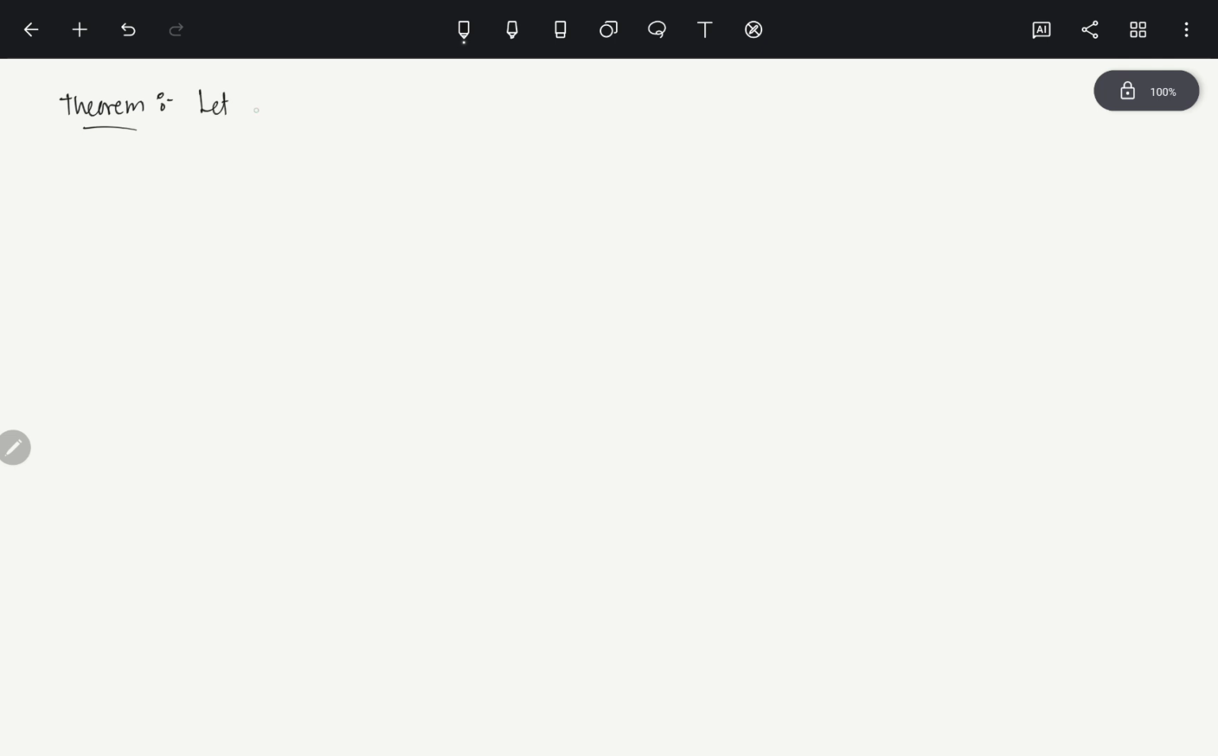So let omega be a subset of Rn. This is our assumption. And f is a vector field from omega to Rn, with a Lipschitz constant k. So basically, we have a Lipschitz continuous function with a Lipschitz constant k. Clear? Okay, so k is in R.